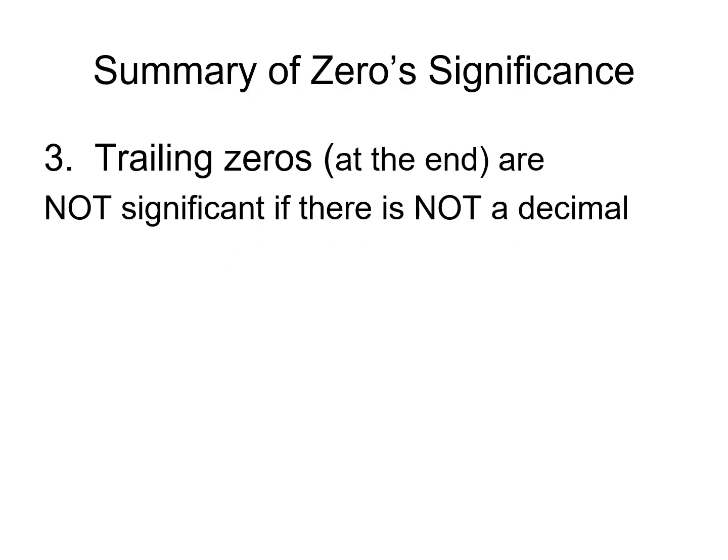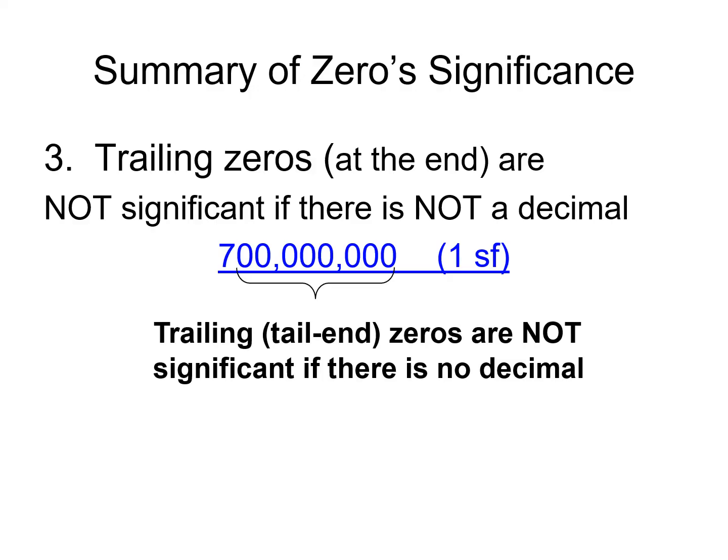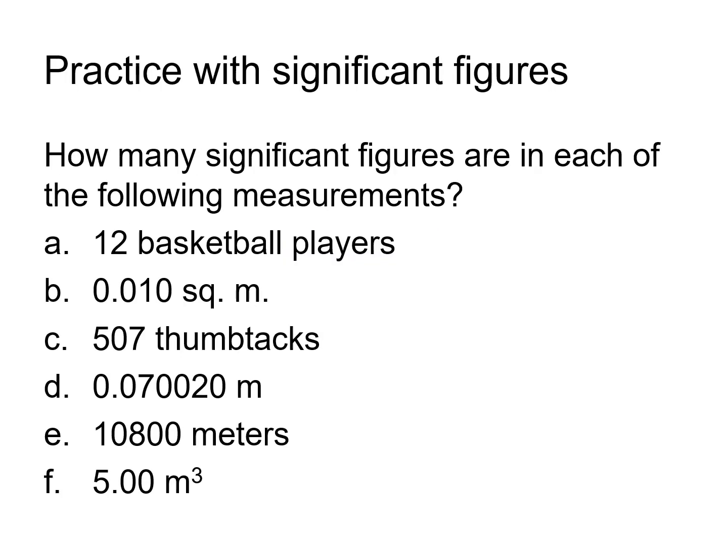On the other hand, if you have a 0 with no decimal, then those zeros do not count. 700 million has only one significant figure. It's a huge number. It sounds like a very good measurement, but it's really just an estimate, like maybe the population of a country. So trailing or tail-end zeros are not significant if there is no decimal.